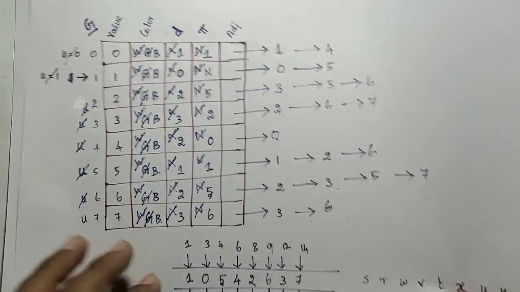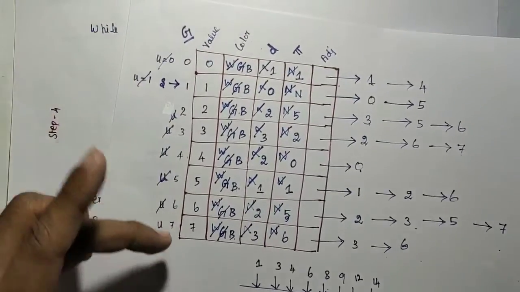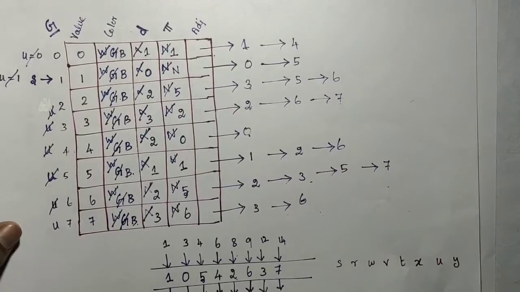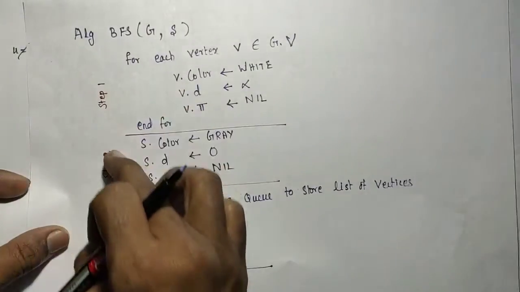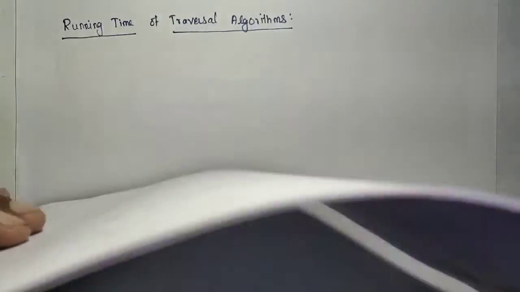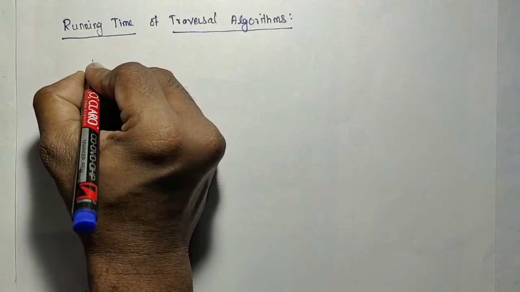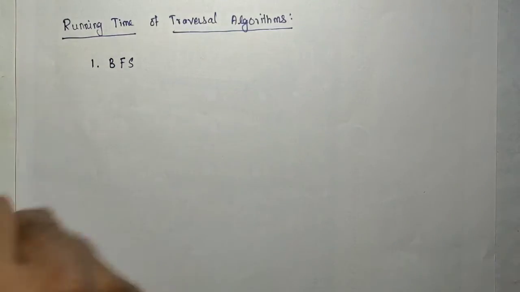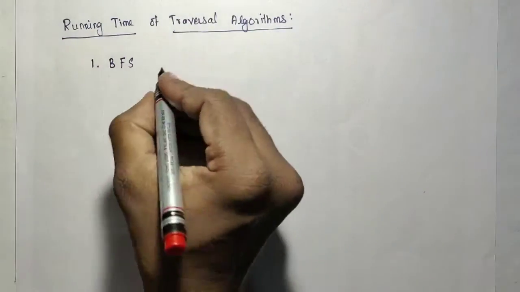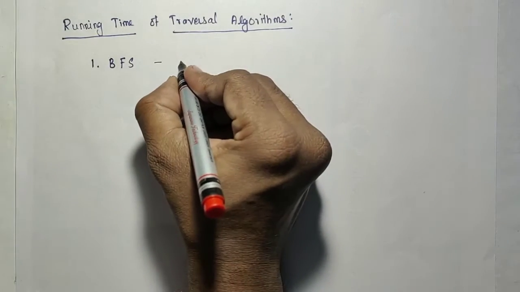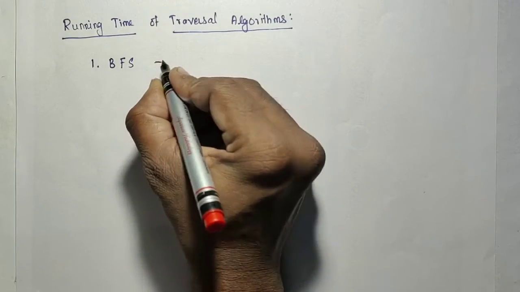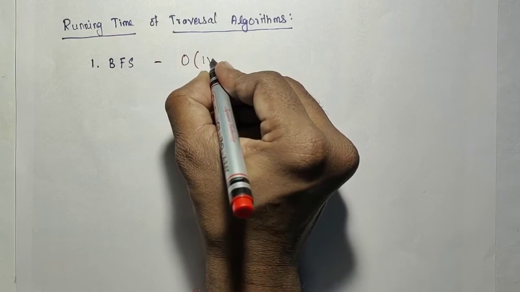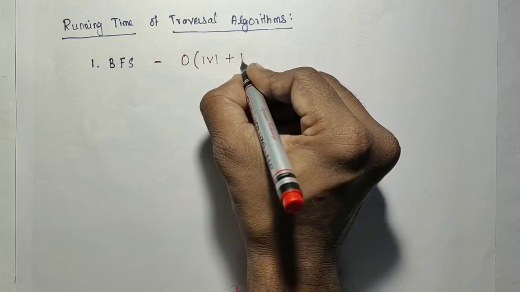And plus, each vertex is also getting processed. In that first step also, the number of vertices are getting processed here. So for the BFS algorithm, the complexity is theta of, or big O of, the number of vertices plus the number of edges.